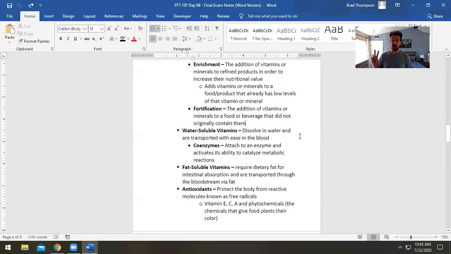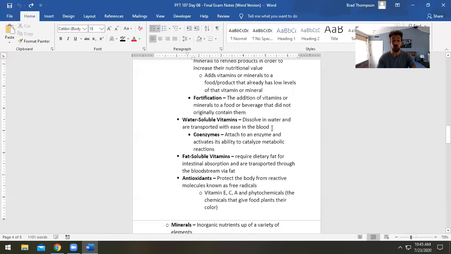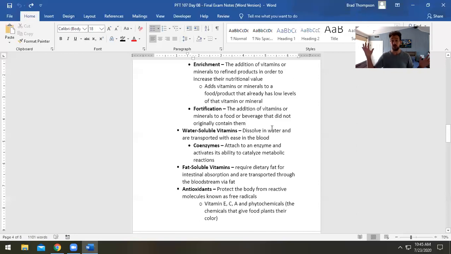Now, two major categories of vitamins that we have got. We have got water-soluble vitamins, which are vitamins that dissolve in water and then they are transported via water. Really good examples of these are all of your B vitamins, your entire B complex, as well as vitamin C. And a lot of times, like that B complex, they'll act as what we call coenzymes, which are like an enzyme for an enzyme. They allow enzymes to kick off their metabolic reactions.